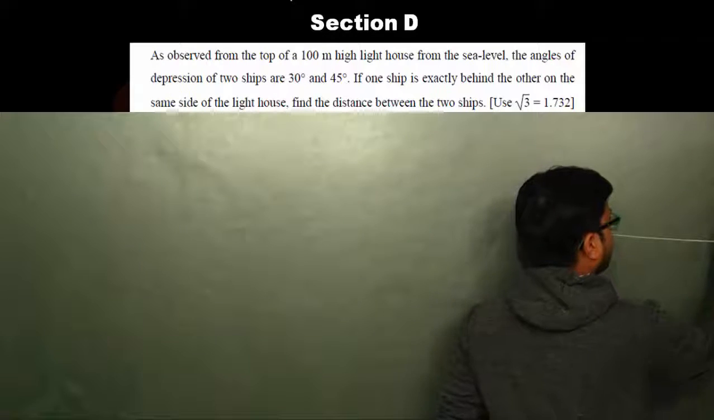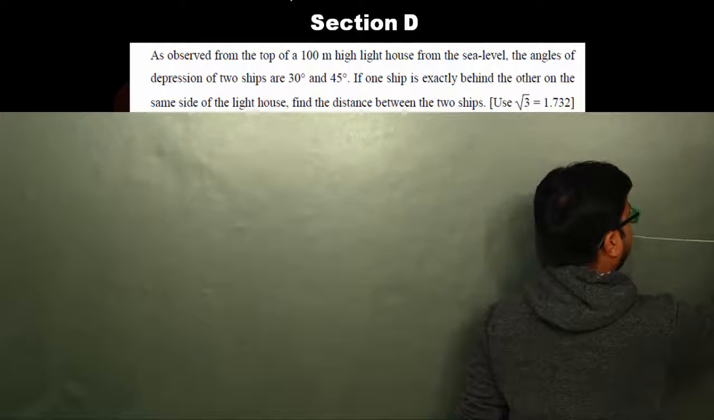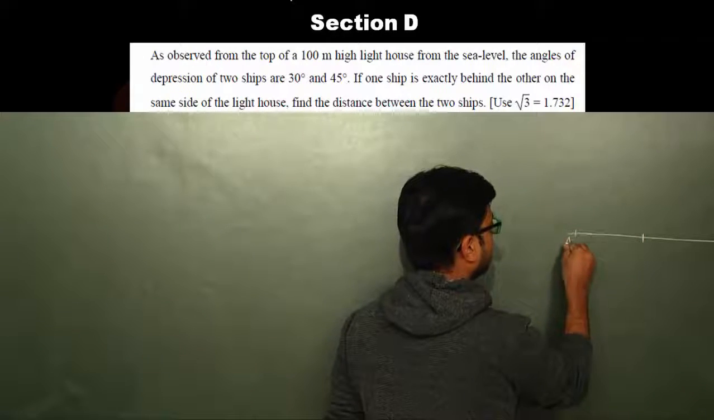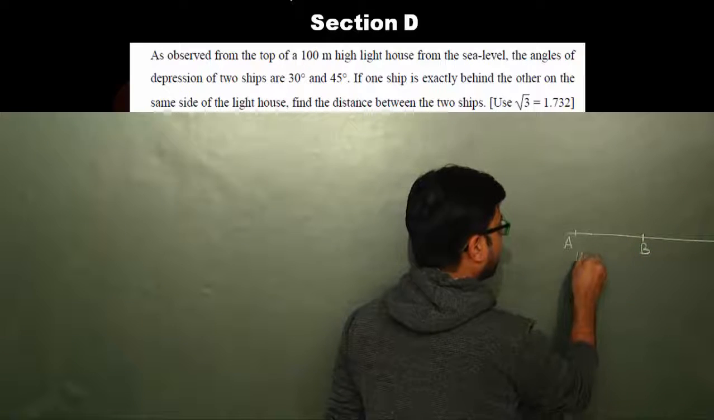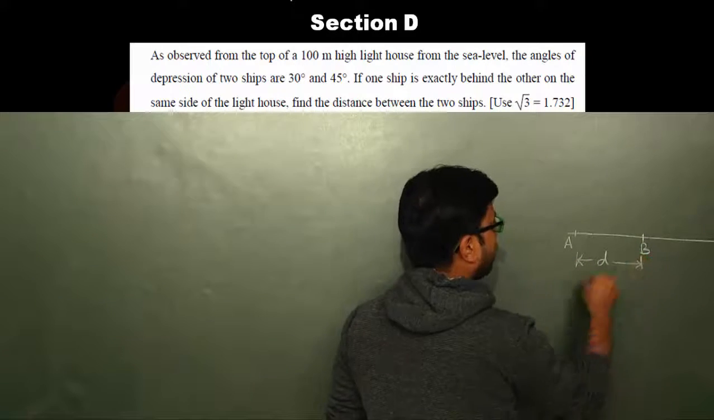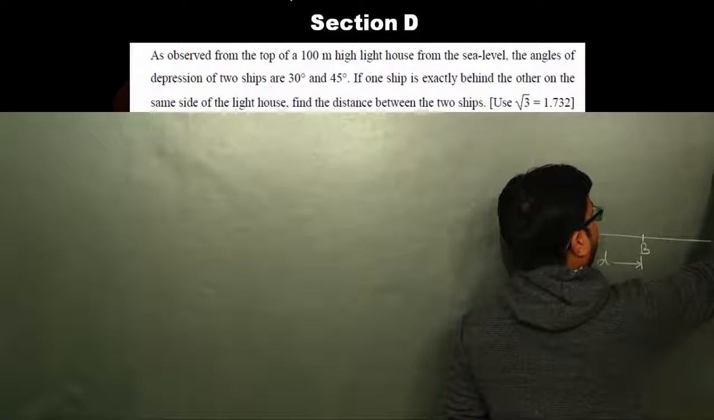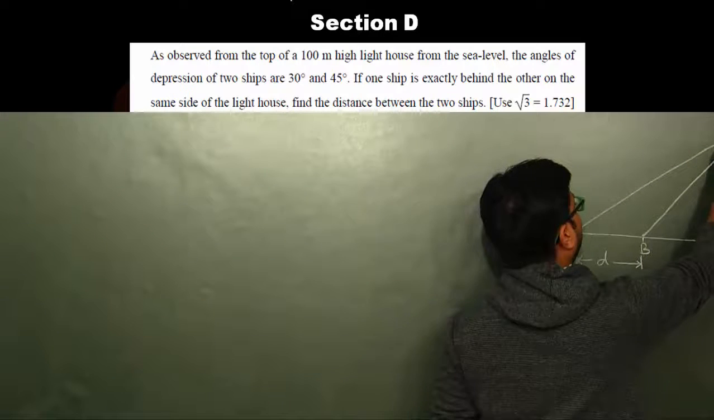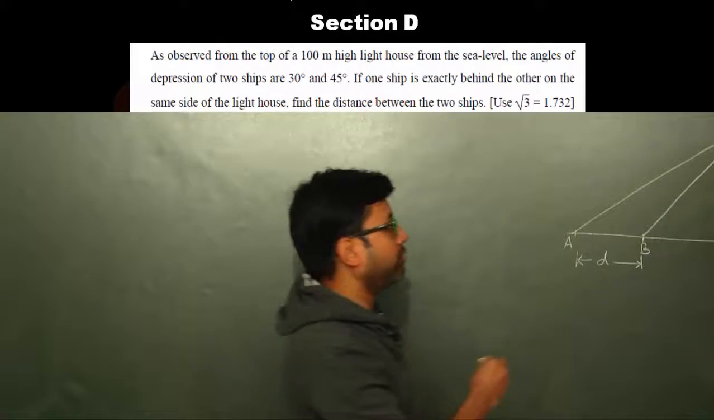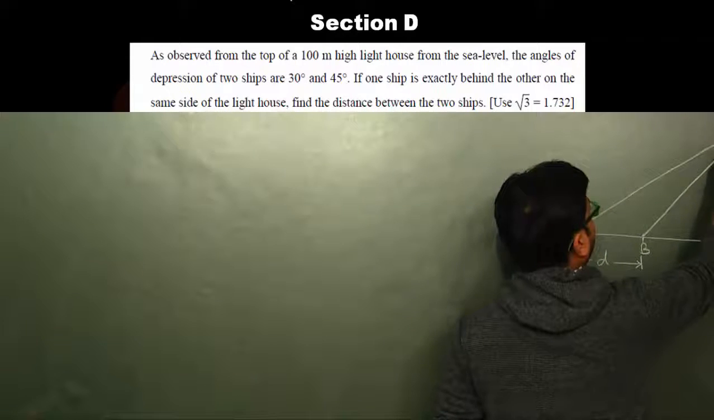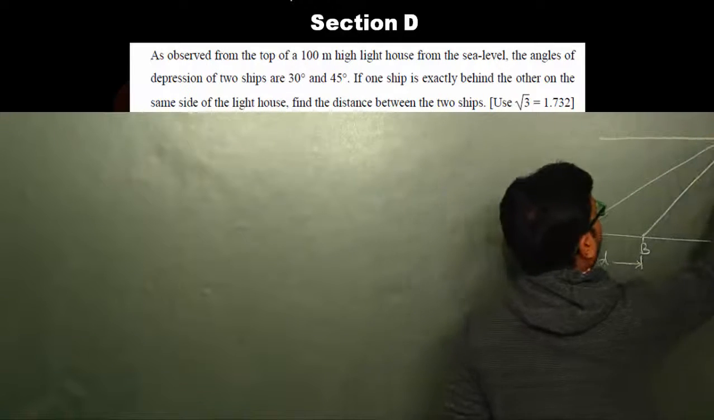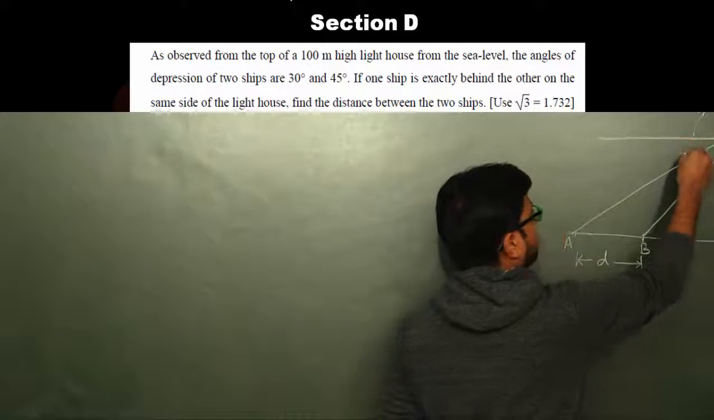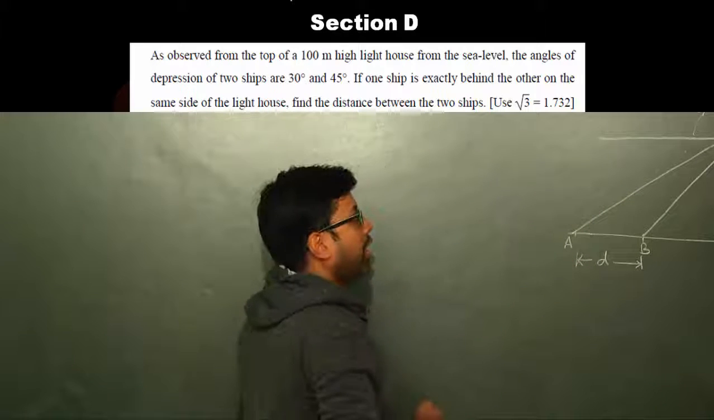Now there is a tower, which is 100 meters high, and there are two ships going one behind the other. So there are two ships A and B which are a distance d apart. From the top of the tower, if you observe these two ships, the angle of depression is 45 and 30 respectively. What is angle of depression? This is the line of sight. If you look up, this is going to be the angle of elevation, and if you look down from the line of sight, it's going to be angle of depression.